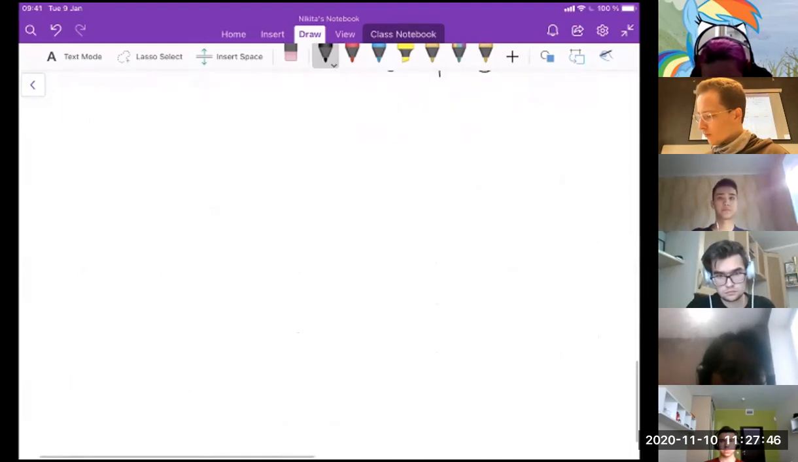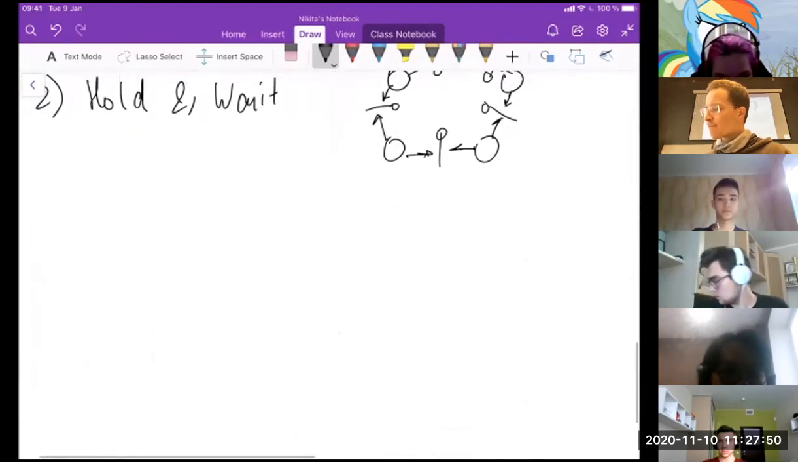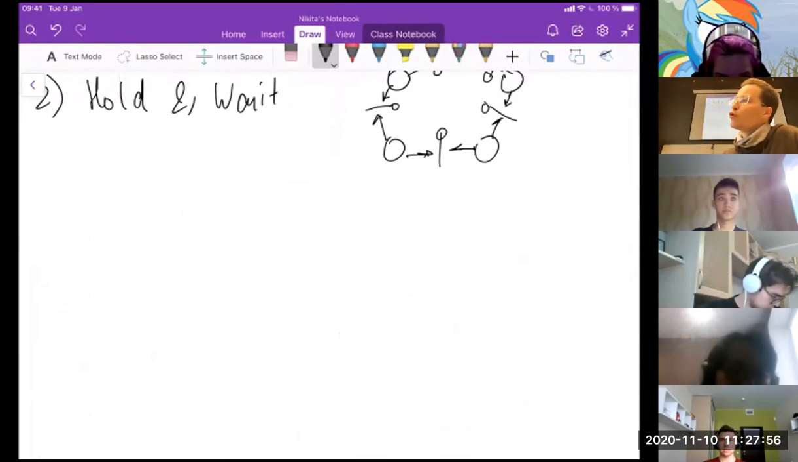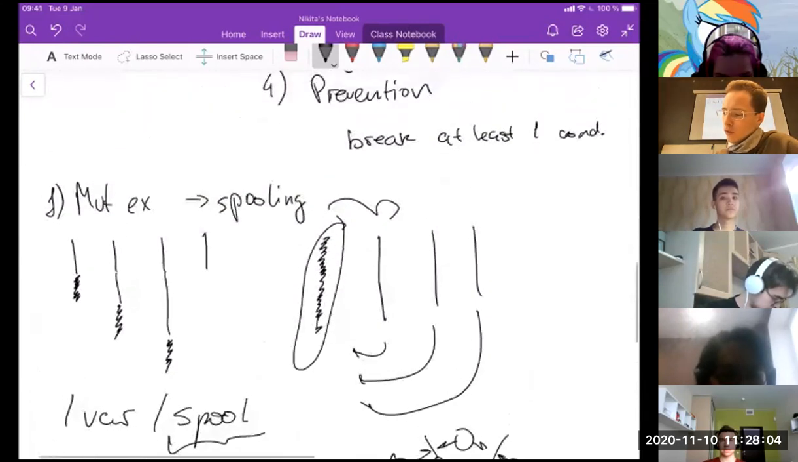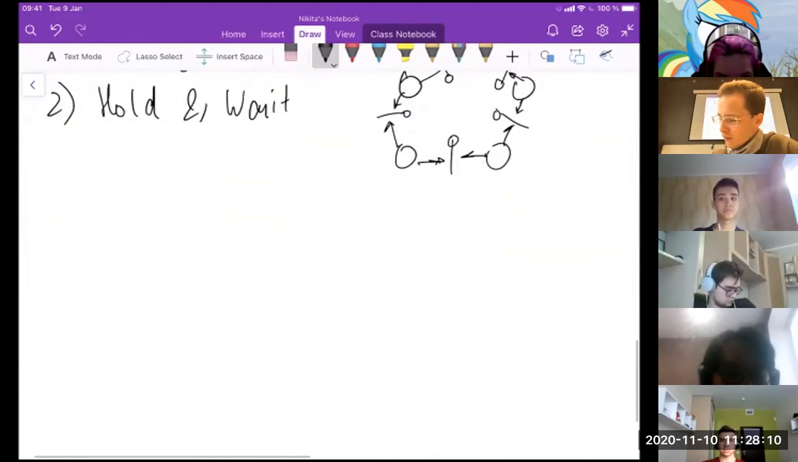About mutual exclusion, one way to resolve it is, for example, to make the documents read-only. Sometimes you can make the data read only. So yes, there will be no mutual exclusion. So mutex covered, hold and wait covered, non-preemption.